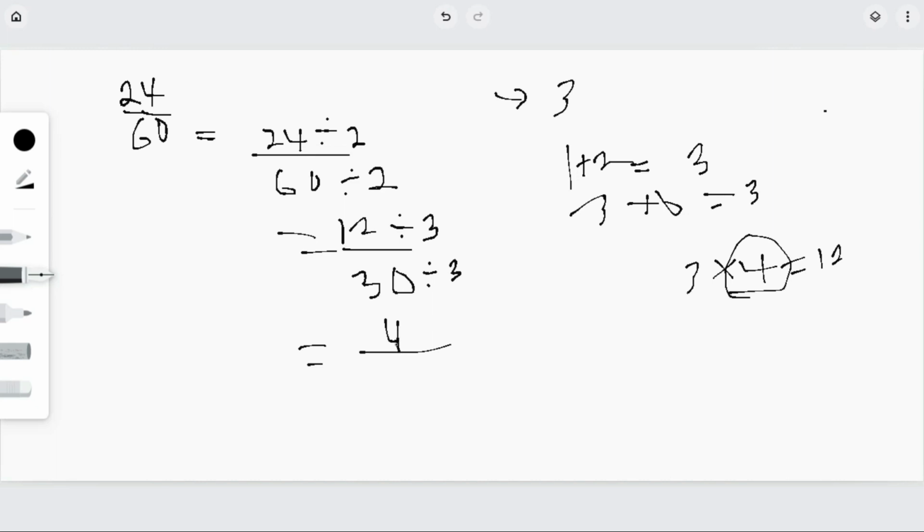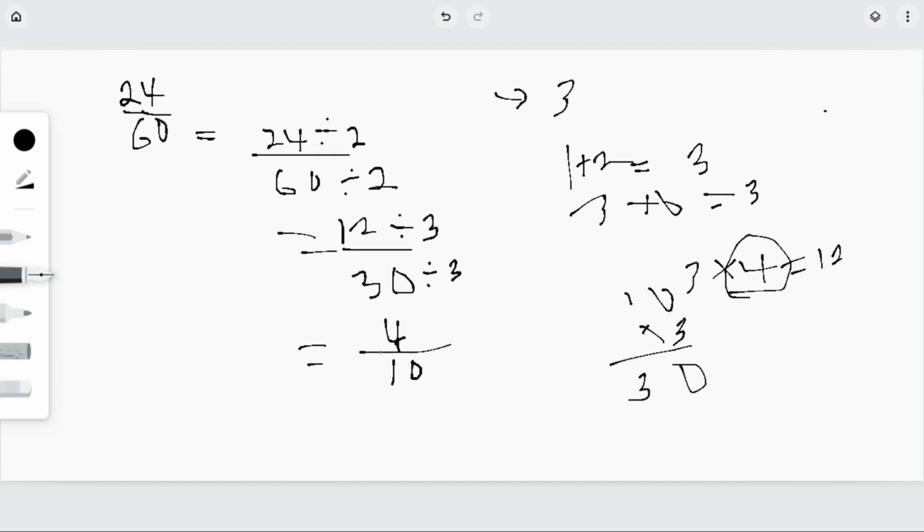Let me write 4 here. Then how many 3s can you see in 30? That's definitely 10, because 3 times 10 is 30. You understand? So definitely we can see 10 3s in 30.